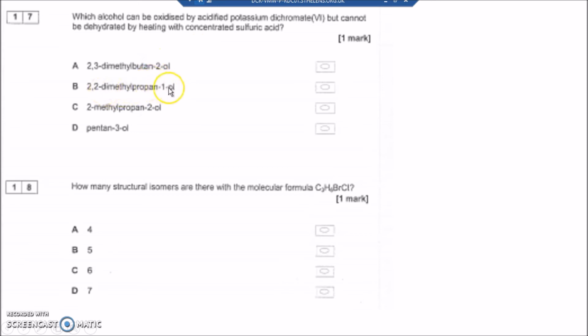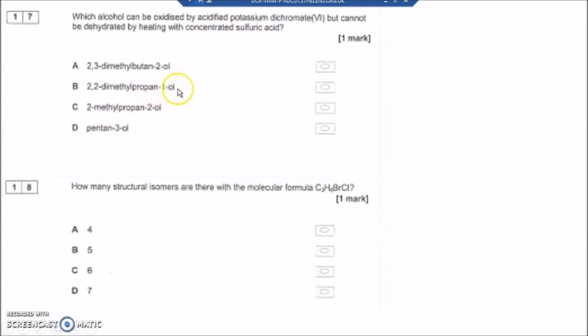Propan-1-ol, so you've got carbon number 1, you've got the OH, and you've got methyls at carbon number 2. That looks as if that's a primary alcohol. Pentan-3-ol, 5 carbons, and the OH is in the middle at carbon number 3, but it would have 2 carbons either side at carbon number 2 and 4, and an H off carbon number 3. That would be a secondary alcohol. So B and D could be oxidized by acidified potassium dichromate, the primary alcohol and the secondary alcohol. The question is, which one wouldn't be dehydrated with concentrated sulfuric acid?